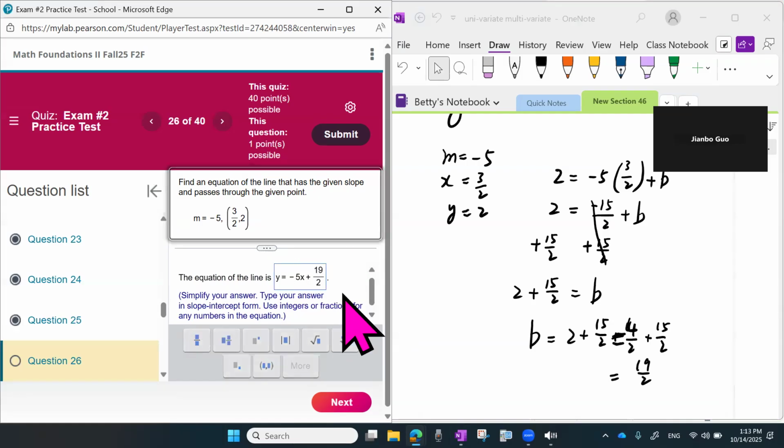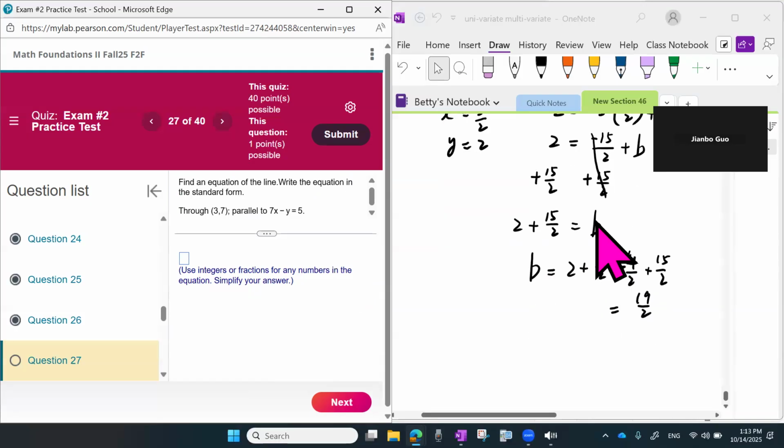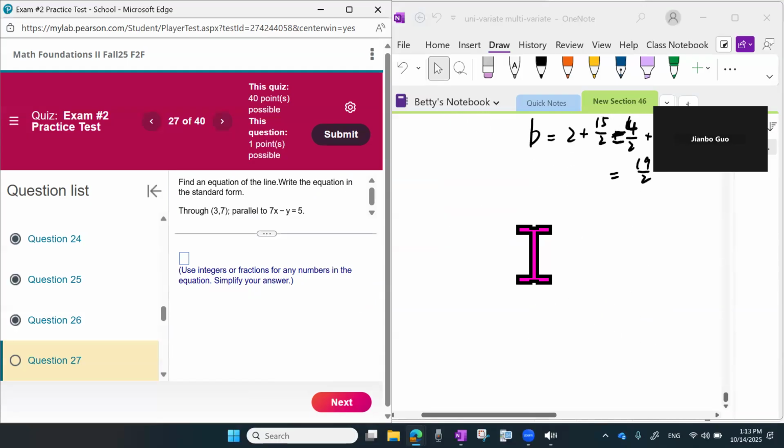Okay, double check. The slope is -5 and it satisfies -15 over 2. -15 plus 19 is 4, over 2 is 2. Yeah, that's correct. Next, question number 27. Find an equation of the line. Write the equation in the standard form. Okay, this one is different. This one requires you to write the equation in a standard form. So be very careful with the result.